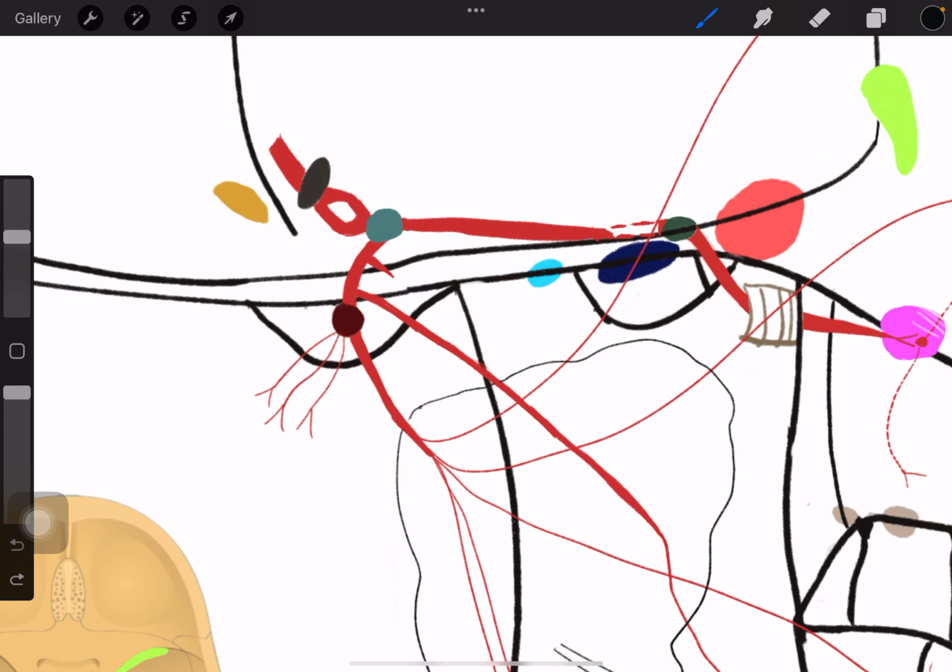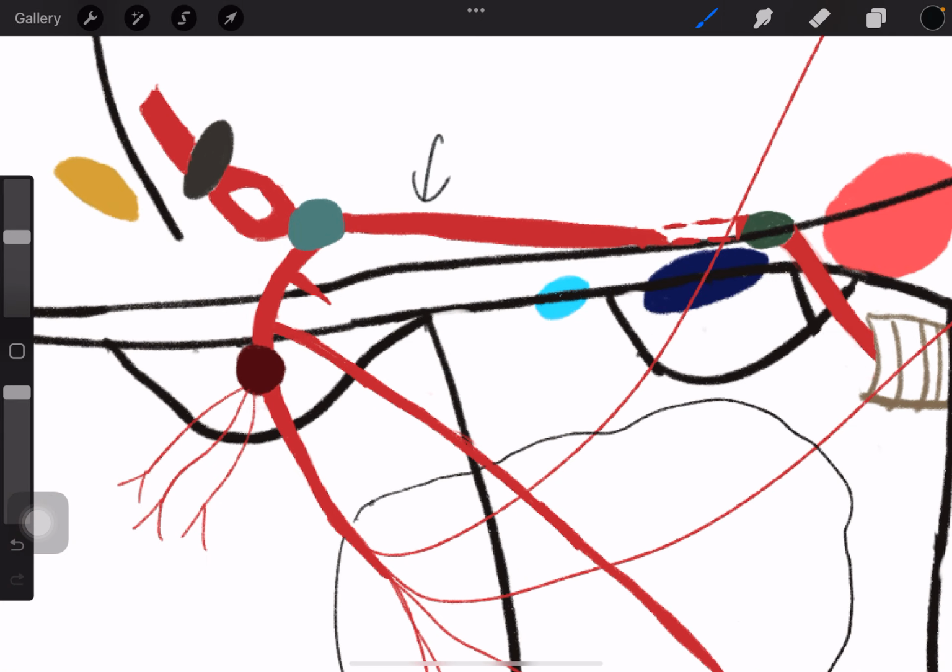Important first little branch that they make is this one here. It's called the greater petrosal. So what happens is that in the middle ear cavity, in the walls of the middle ear, the greater petrosal just simply pierces through all of it and it re-enters the cranial cavity.